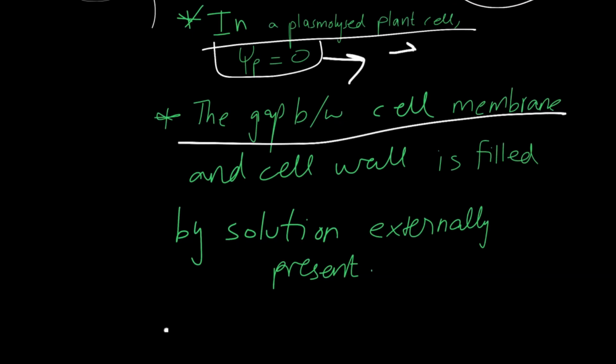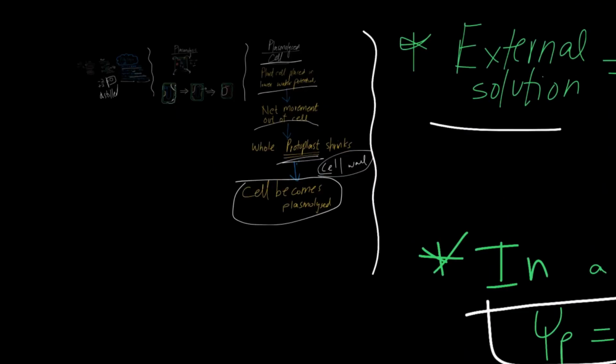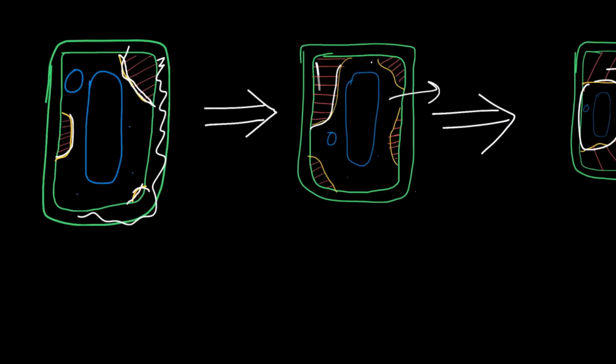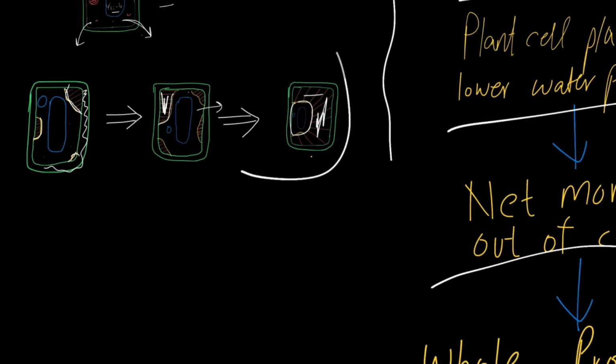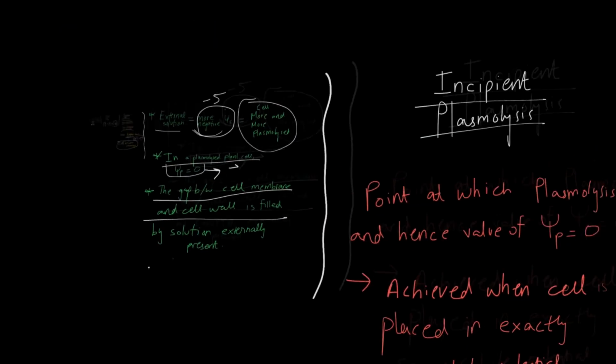This is not applied because there is no turgor pressure, so there is nothing to be opposed. The gap between the cell membrane and the cell wall is filled by the solution externally present. So I'll just show you this gap. We're talking about this gap right here. It's filled by the external solution that is present outside of the cell, right?